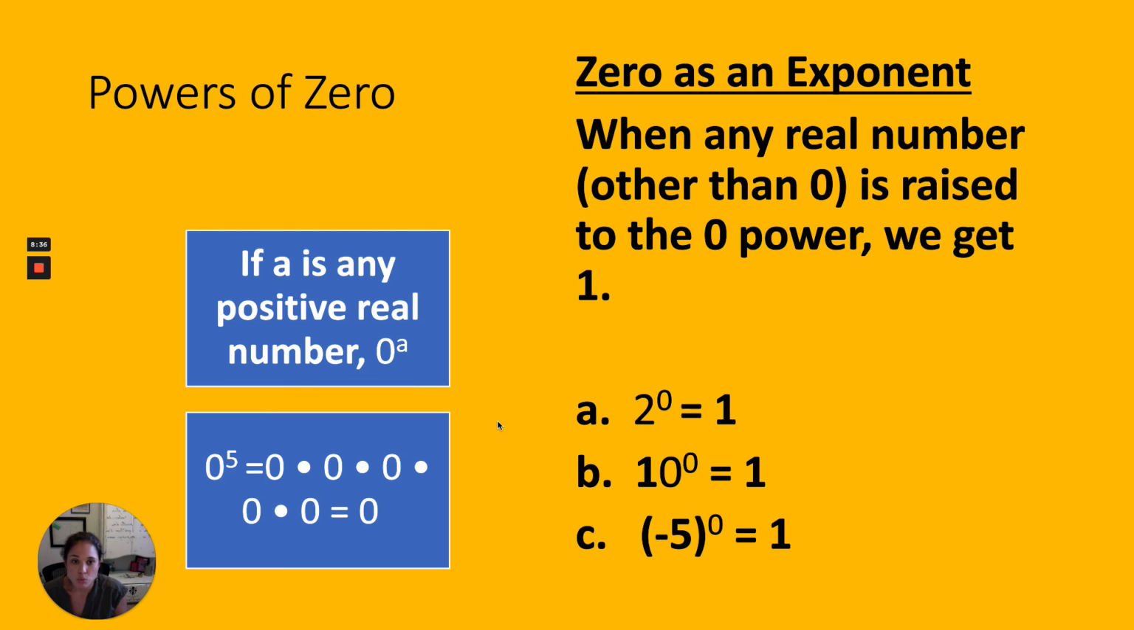Okay, our last rule. Powers of 0. When any real number other than 0 is raised to the 0 power, we get 1, no matter what number it is. Even if it is a negative number. For example, 2 to the 0 power equals 1. 10 to the 0 power equals 1. And if we have a negative number, such as -5 to the 0 power, that too equals 1.